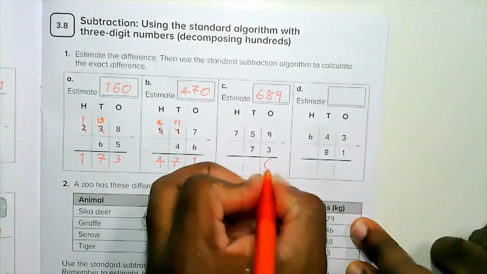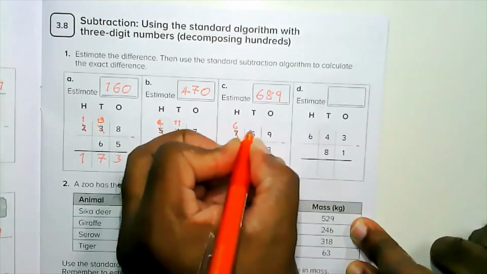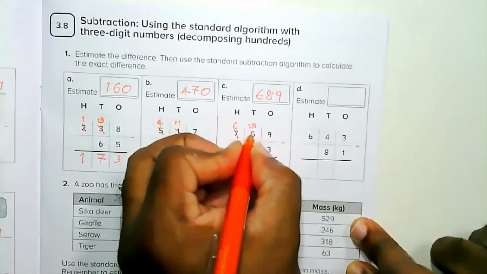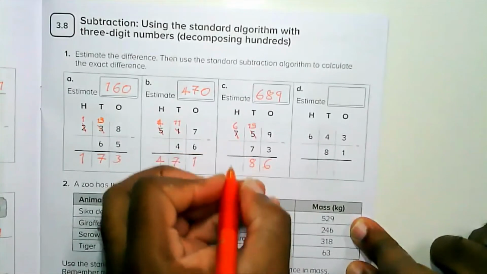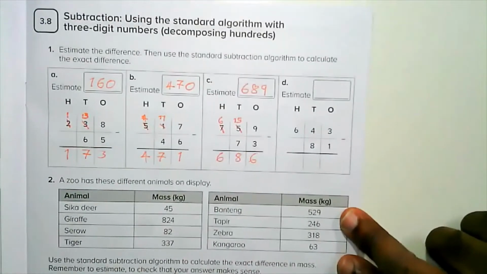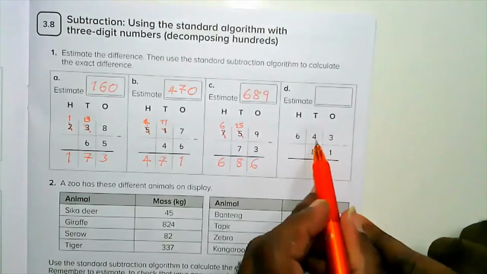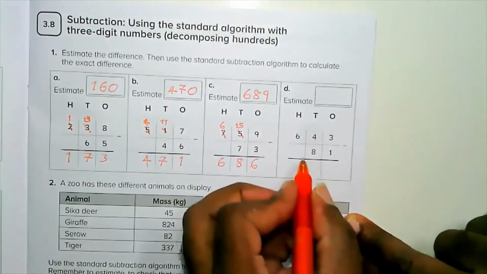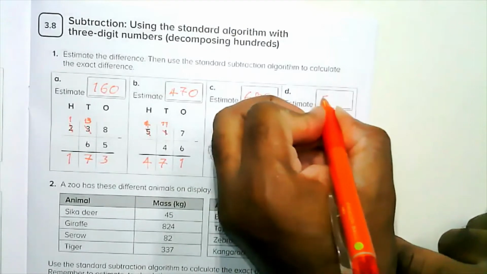9 minus 3 will be 6. This is impossible, so we'll borrow 1. This remains 6. Bring the 1 here, making 15 minus 7 will be 8. 6 minus 0, 6. There you have it, folks. Now let's go to part D. The estimate, round this up to 80. Subtract from this, it will give us 563.